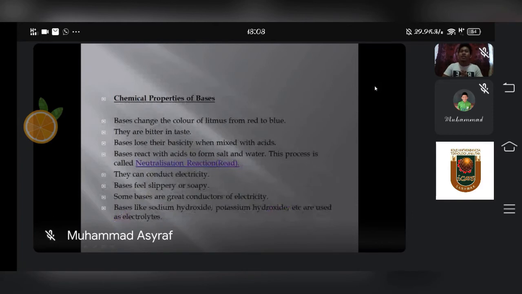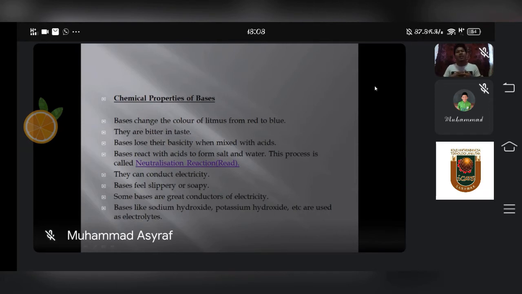Next, we go to the chemical properties of base. Bases change the color of litmus from red to blue, and they are bitter in taste. Bases lose their basicity when mixed with acid. Bases react with acid to form salt and water. This process is called neutralization reaction. They can conduct electricity. Bases feel slippery or soapy.